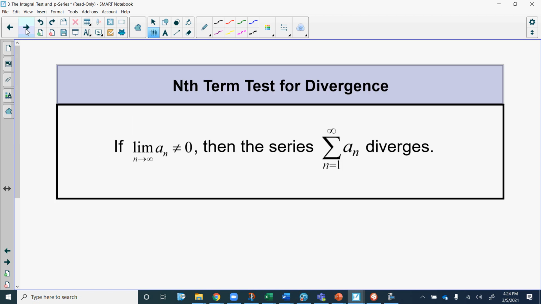The nth term test for convergence is the one that had a may or may not situation that went with it. If the limit of the sequence itself was not equal to 0, then we could say that the series diverges. If the limit was equal to 0, then that's when we would say it may or may not converge. At that point, we would need to know if it actually has a finite sum or if the sum diverges because it's unbounded.